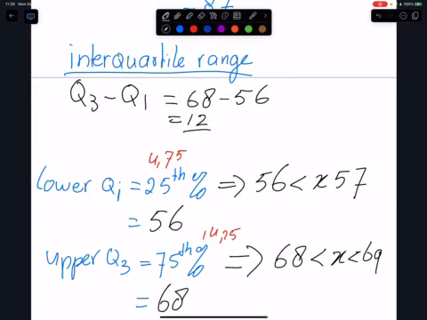Interquartile range. Now, what is the interquartile range? What does that tell us? It's a range as well. Between Q1 and Q3, the scores in between are 12 points apart. So from Q1 all the way to Q3, the difference is 12 points, which is not bad.